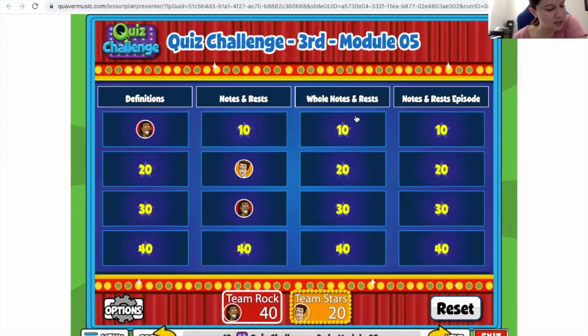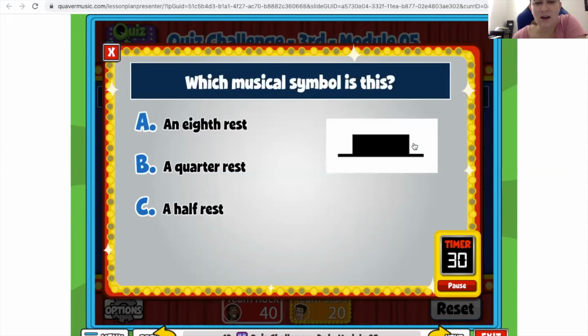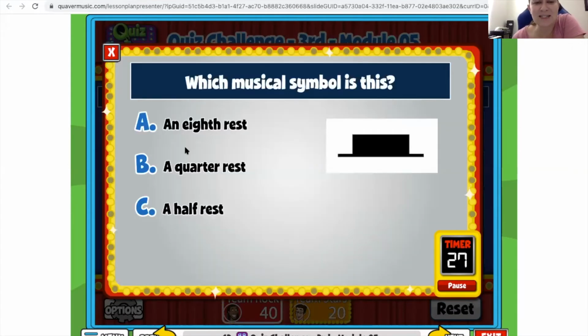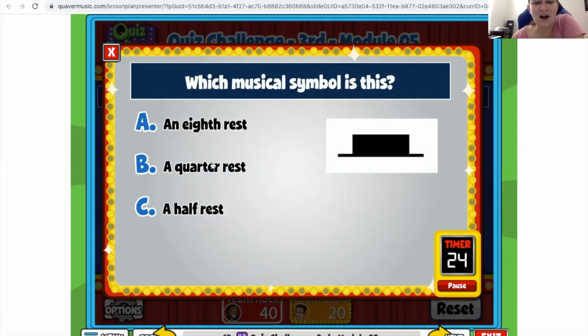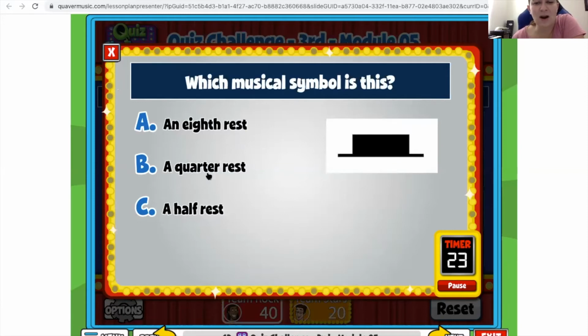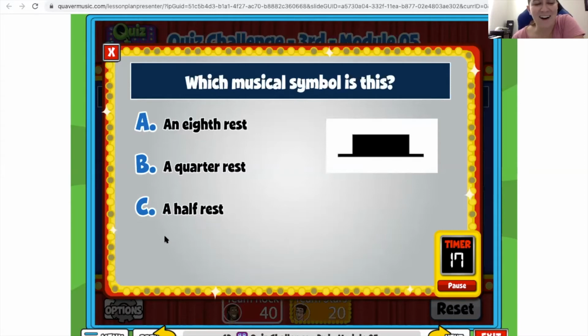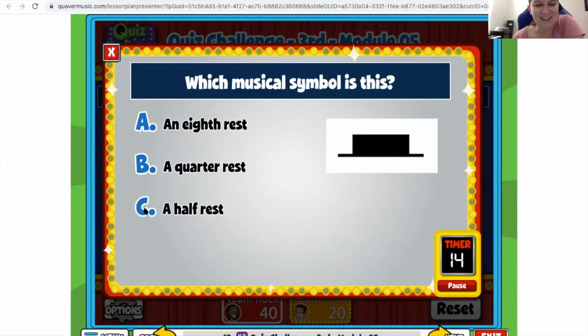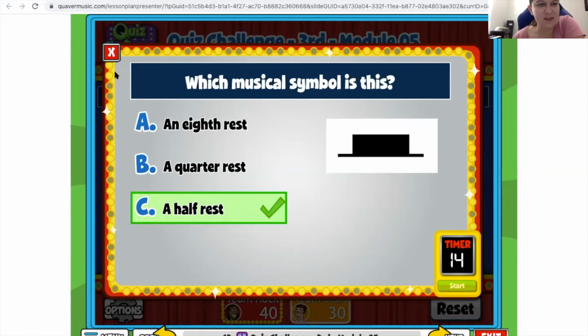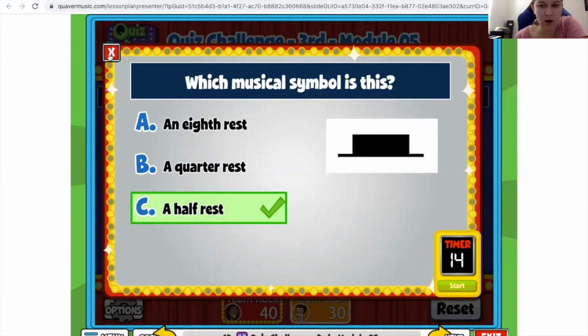Yep, so like I said, we're gonna skip this next one. So I'm gonna go to notes and rest for 10 points. Oh, here's, we were just talking about this. So what musical symbol is this? An eighth rest, a quarter rest, or a half rest? I'll give you a hint, looks like a hat. It's gonna be our half rest. Good job. So our quarter rest was the one we just saw. That was our squiggle. And we have one more.